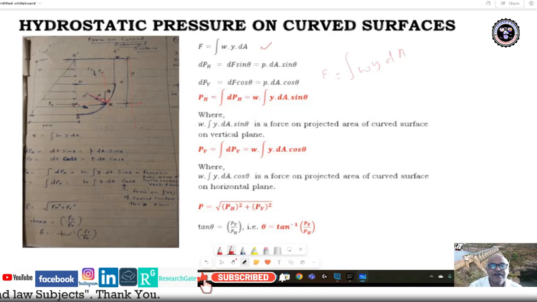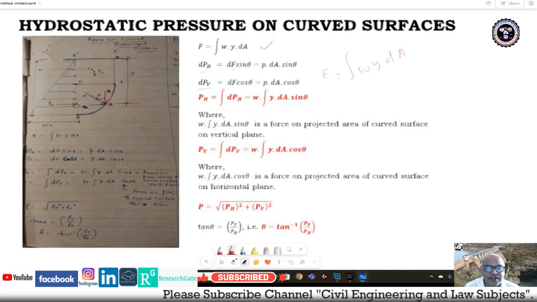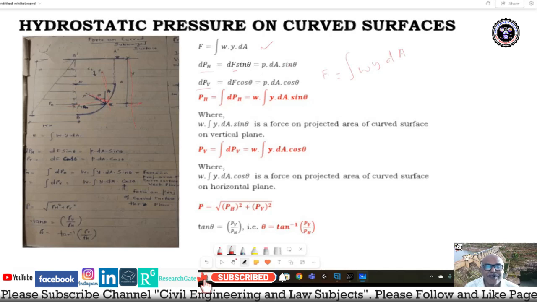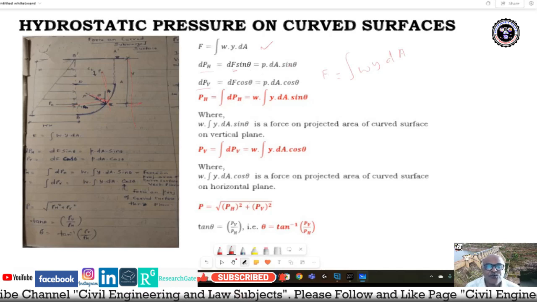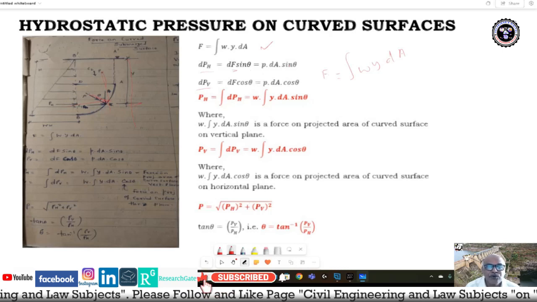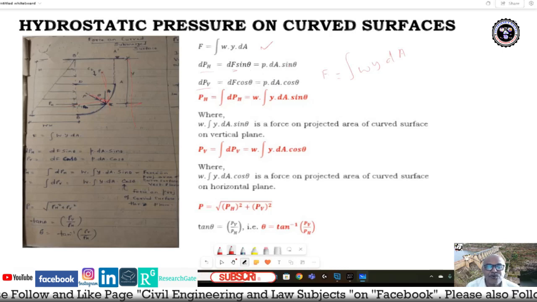Then there are two components. One is the horizontal component dPH and the other is dPV. So dPH is the horizontal component and dPV is the vertical component. Let us resolve these two forces. The small elemental force dF sine theta, that is P into dA sine theta. Already we have obtained this expression in earlier classes. So dF is equal to P into dA, force is equal to pressure intensity into area. So dPH is dF sine theta, P dA sine theta, and dPV is equal to dF cos theta.